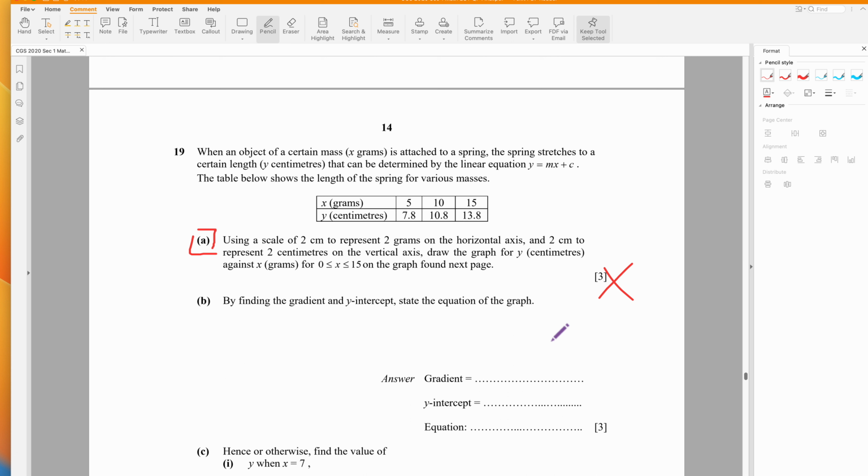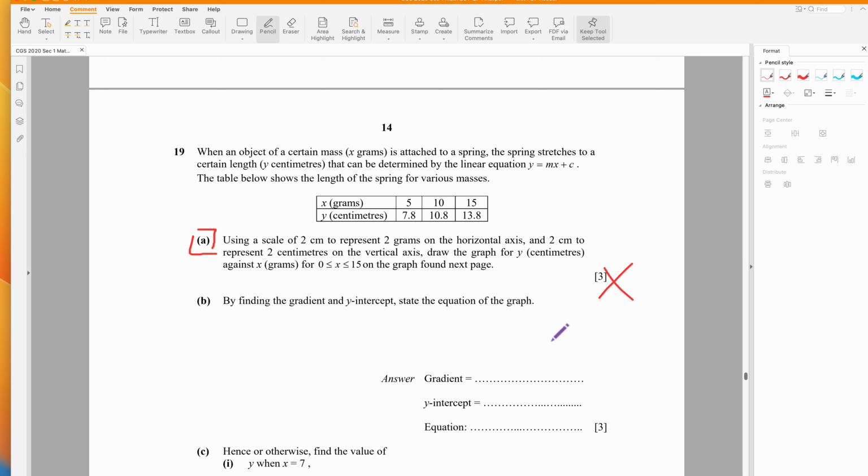I'm talking about the gradient. I'm asking you for the gradient. It is 3/5. So if I ask you what the significance of the gradient is, it is that for every 1 gram change, there is a 0.6 cm change.